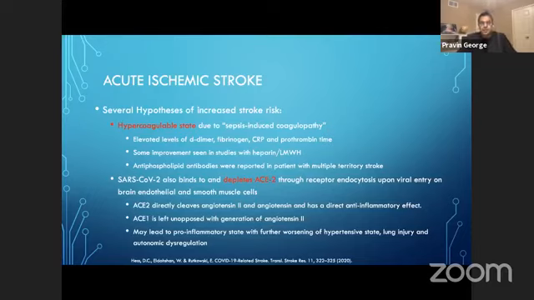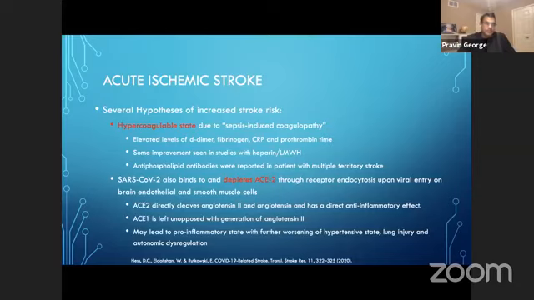The virus also seems to bind to and deplete ACE2 and its activity. And ACE2 really fights against ACE1. When ACE1 is left unopposed, the thought is that this leads to a more pro-inflammatory state, further worsening of the hypertensive state, worsening lung injury, and then worsening autonomic dysregulation. So all of this together increases your stroke risk.